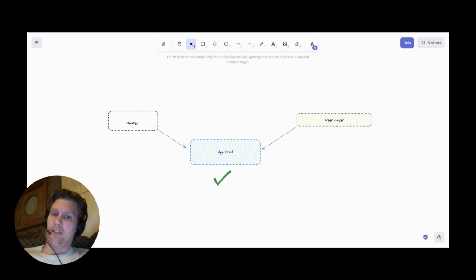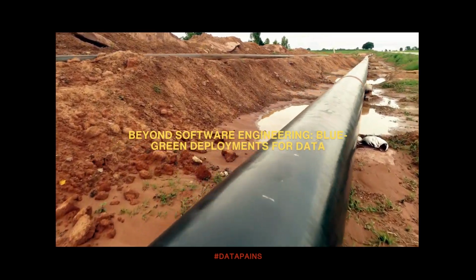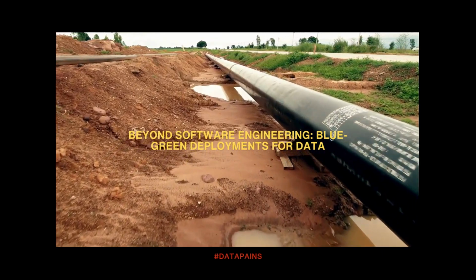And now let's discuss how we would do this with actual data in a data analytical or research or data science way. So the first thing we want to think about, going beyond software engineering, the traditional blue-green deployments, is, okay, how do we want to do this within data?